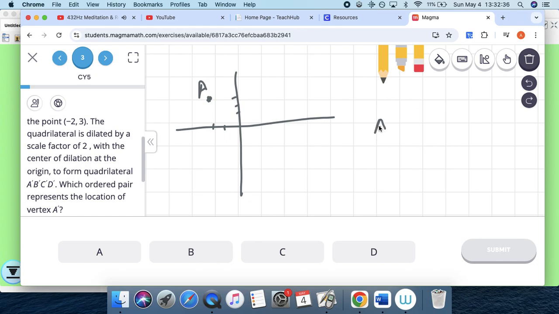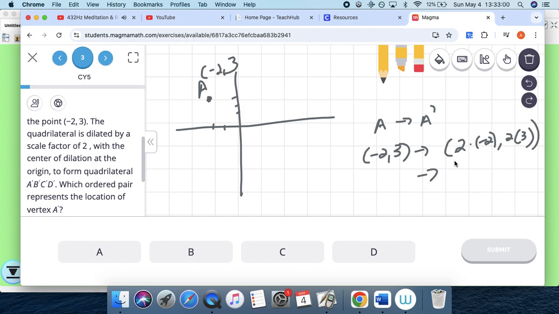So A is dilated to become A prime. Let me write the point. We're taking the point and multiplying everything, so it's 2 times -2, comma 2 times 3. That's going to be our new point, -4 and 6. So notice that A prime, instead of being 2 to the left and 3 up, is going to be 4 to the left, 1, 2, 3, 4, and 6 up. So A prime would be here. The distance from the origin is what doubles.